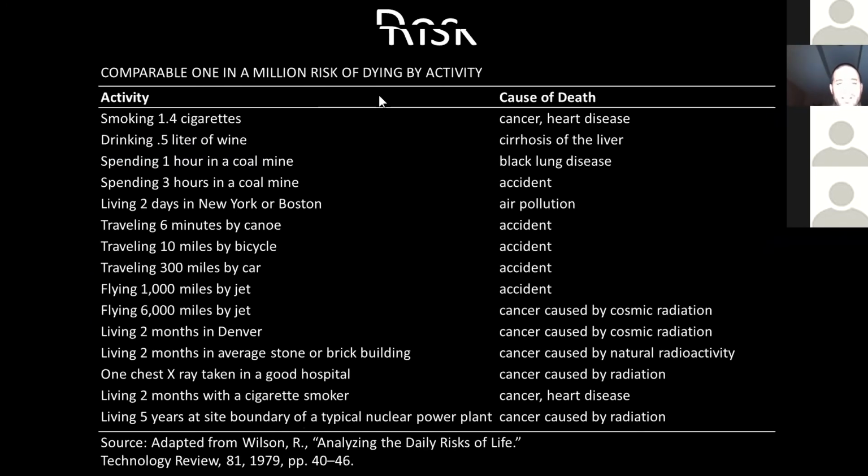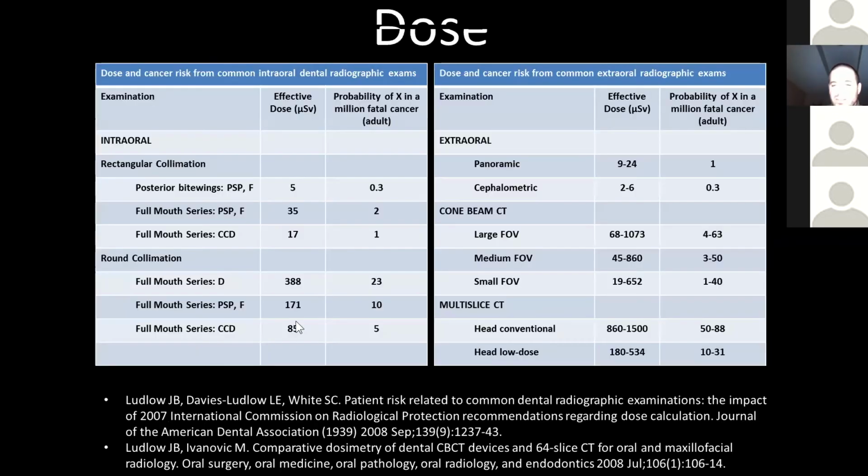Okay. Now, those are the numbers. What I want to focus on to the right here is our probability of X in a million fatal cancer for an adult. Now, how to interpret this column is, for example, if I myself get a panoramic radiograph, I have a 1 in a million chance of getting a cancer from that pan. Or if I have a small field of view cone beam CT, I have a 1 in 40 chance in a million of getting a cancer from that cone beam CT. That's how you interpret this data.